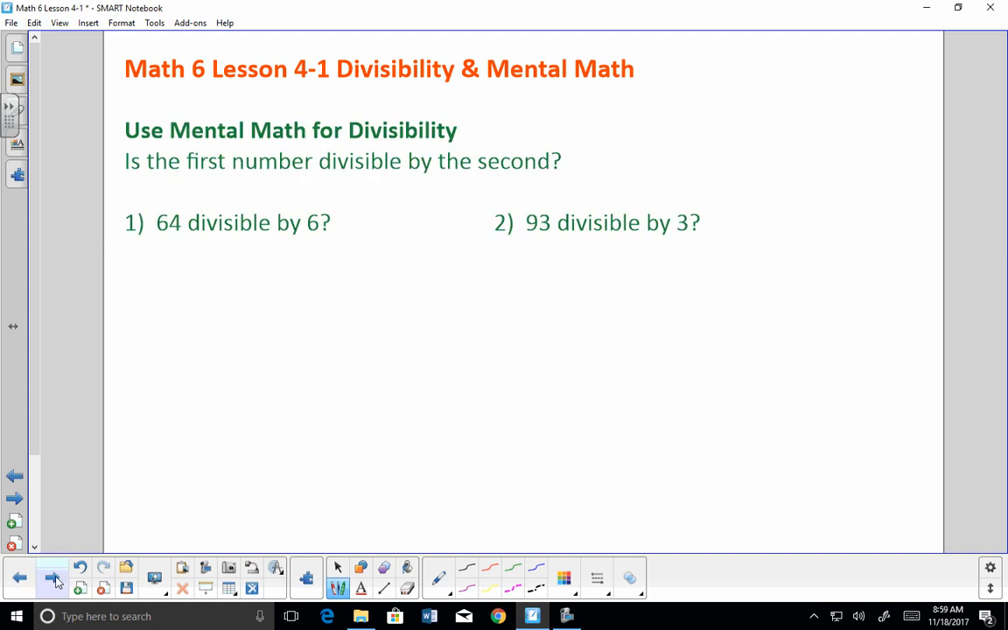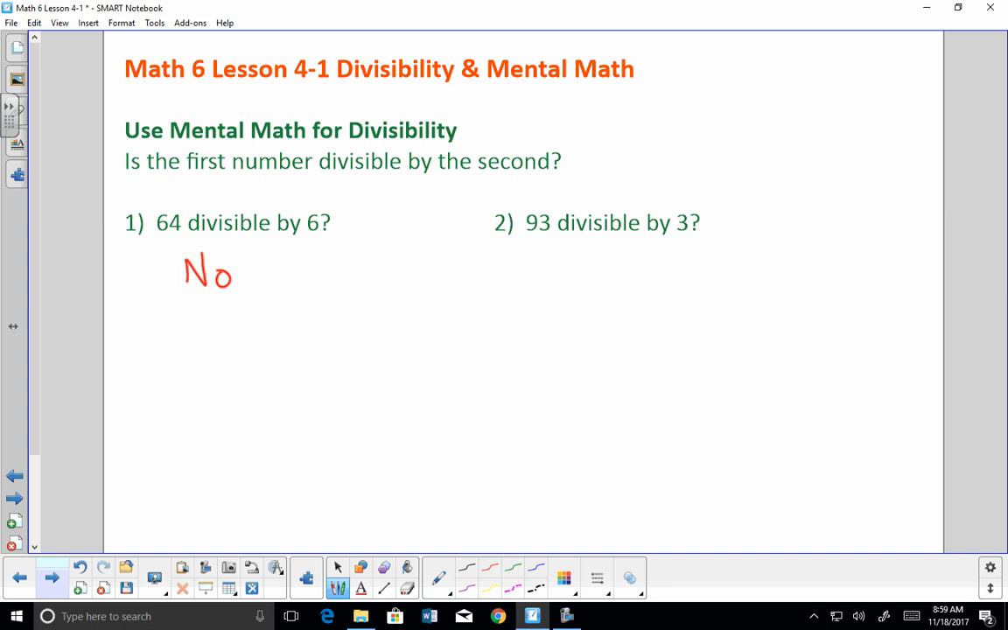We're going to look at some numbers, and we're going to think mentally, are these numbers divisible? For example, is 64 divisible by 6? Well, I know 8 times 8 is 64. I don't know anything times 6 that is 64, so I know right off the bat that no, 64 is not divisible by 6.